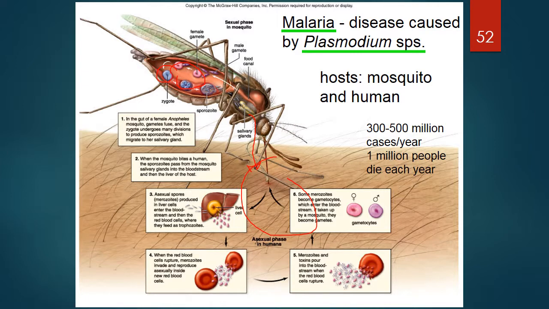300 to 500 million cases per year. 1 million people die each year from malaria. It's why people work so hard to kill mosquitoes, and particularly in areas that are infected with the Plasmodium sporozoa.